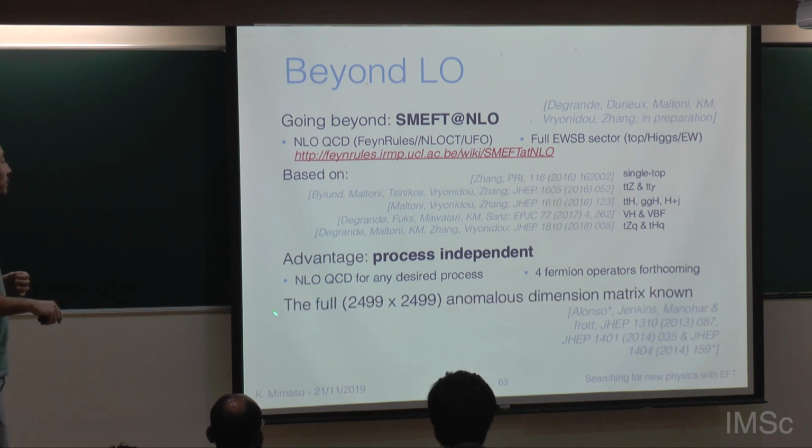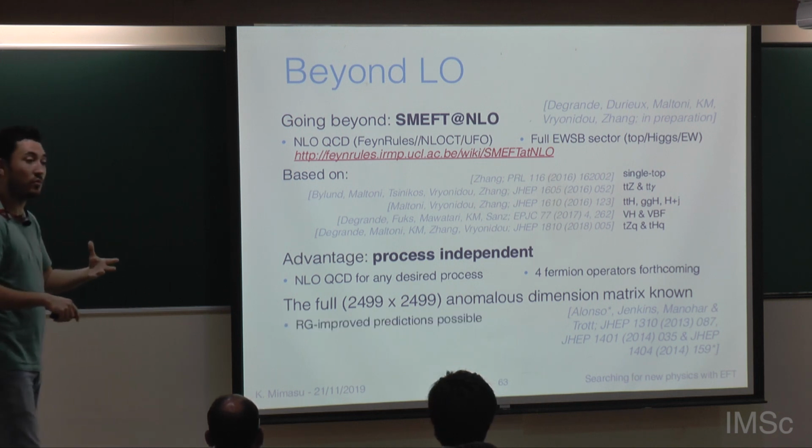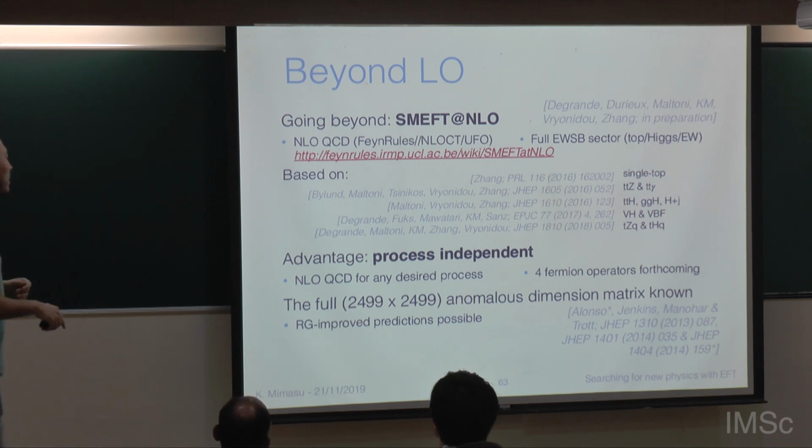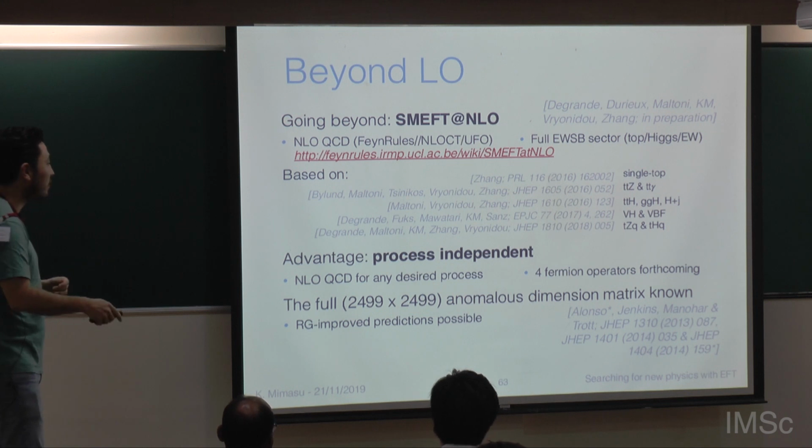On the other side, the full anomalous dimensions matrix, 2,500 by 2,500 dimensional object, is also actually known for the SMEFT, which is a pretty impressive feat, and it was calculated by these guys a few years back. And this also means that now we're able to also make these RG improved predictions where you run the coefficients to various scales and try and assess their impact indirectly like that.